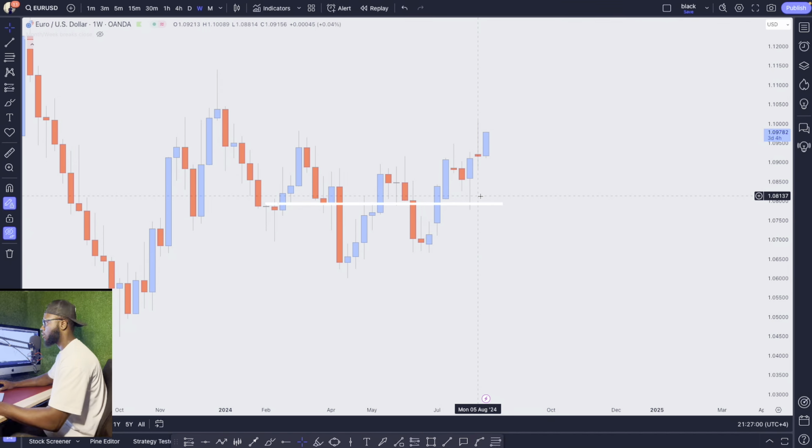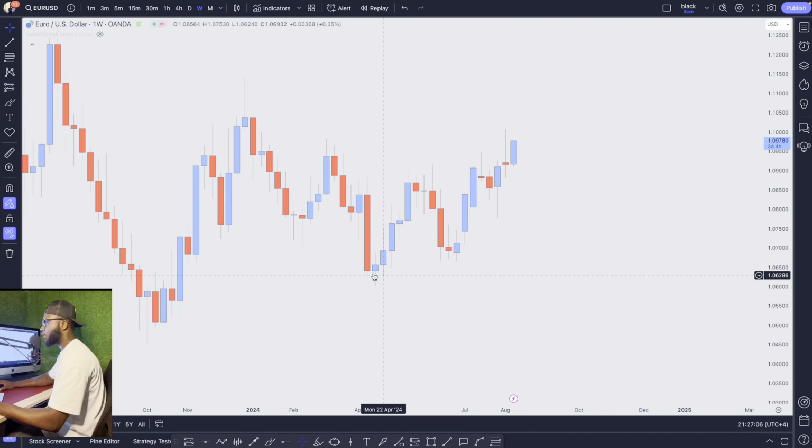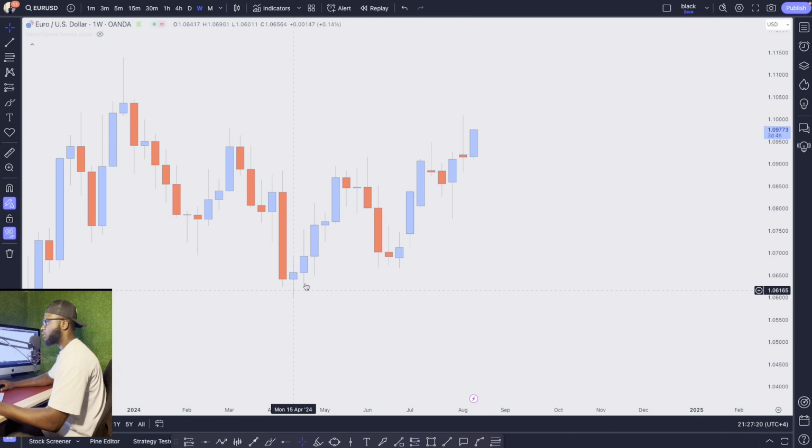So we're gonna start the analysis from EURUSD. This is the weekly time frame. We're gonna work our way down to the lower time frames, and this is called top down analysis. So let's begin. Let's just focus on this area to the current price, right?